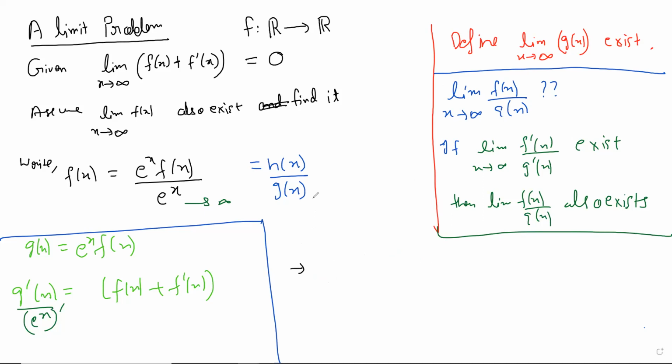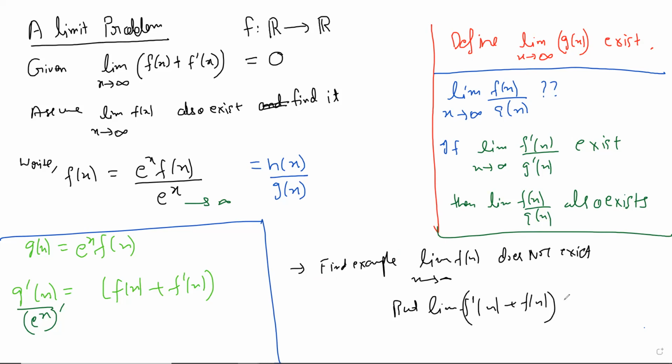You can try to find counterexamples. So just find an example of a function f for which the limit does not exist, but limit of f'(x) plus f(x) is equal to 0. Try to do this for homework. So this limit becomes 0, but limit of f(x) doesn't exist. So it means that limit of f'(x) will also not exist, right? If one of them exists and the other does not, then the limit of the sum cannot exist.